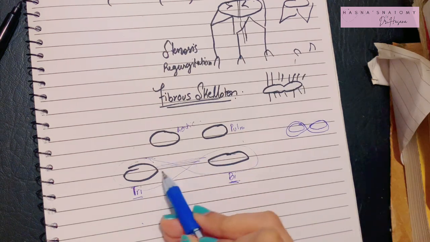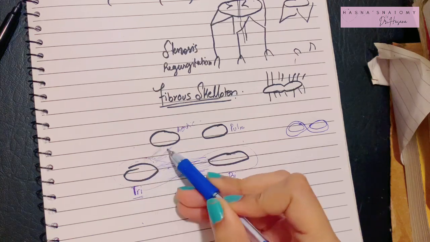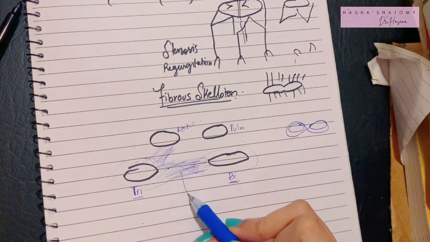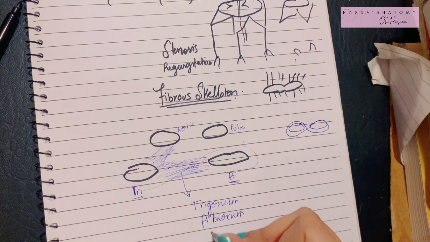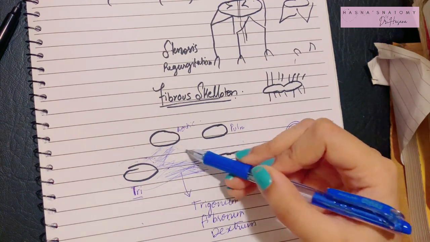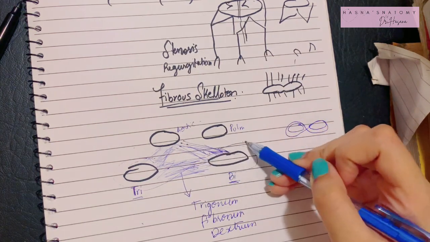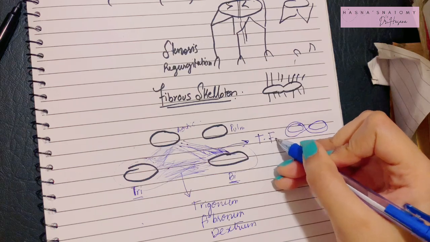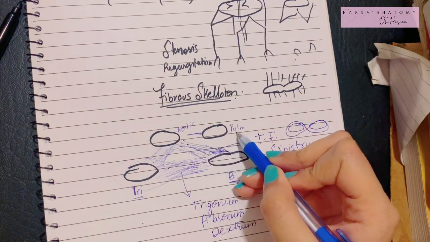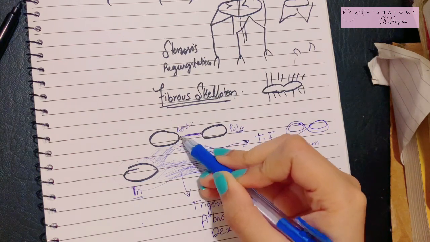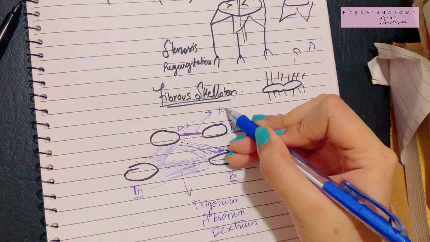The fibrous tissue that lies between the atrioventricular rings and the aortic ring, this entire fibrous tissue is known as the trigonum fibrosum dextrum. And the fibrous tissue present between the aortic ring and the mitral ring is known as the trigonum fibrosum sinistrum. And the fibrous tissue that is extending from the pulmonary to the aortic ring is known as the tendon of infundibulum.